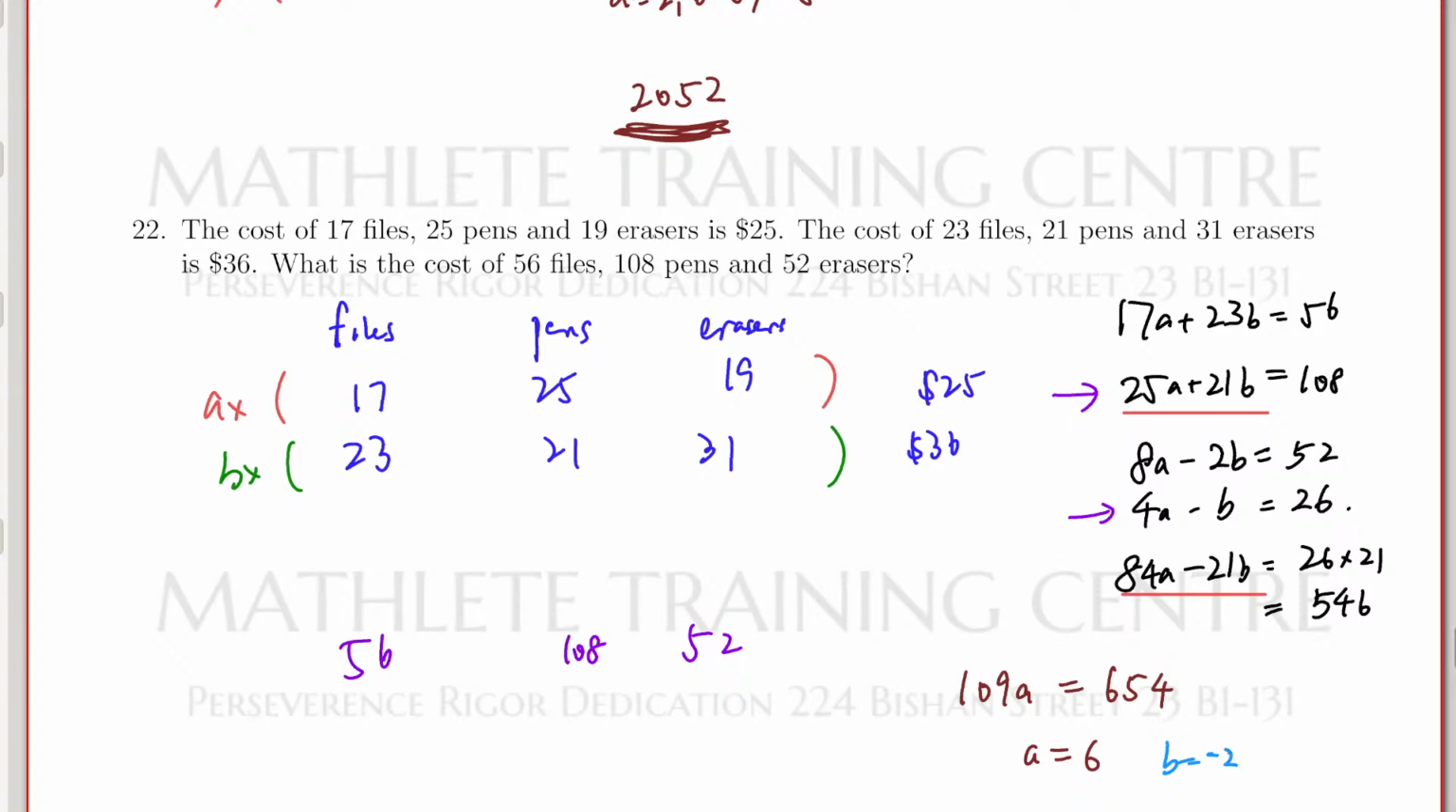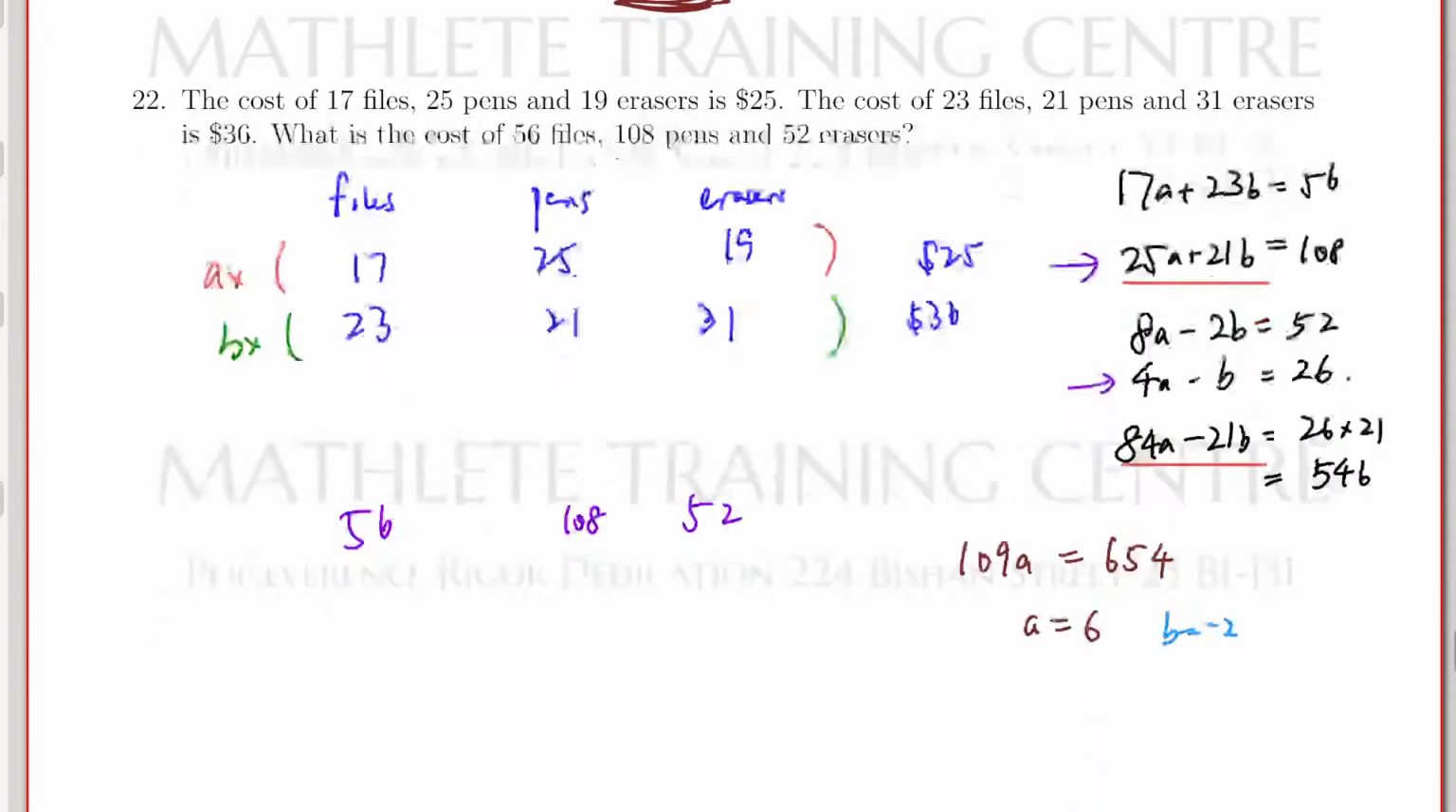Okay, so that tells you 6 times of the first equation minus 2 times of the second equation will give you 56 and 108. You can do a quick check here. Does 6 times 19 minus 2 times 31 give you 52? 6 times 19 is 120 minus 6, which is 114, right? Minus 2 times 31 is minus 62. 114 minus 62, yeah, that gives you the number 52. So indeed, A must be 6, B must be negative 2.